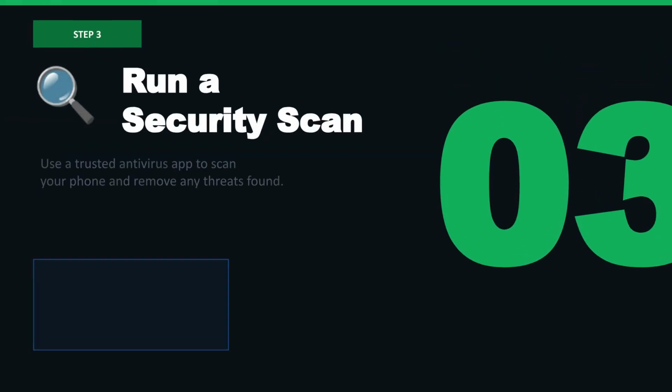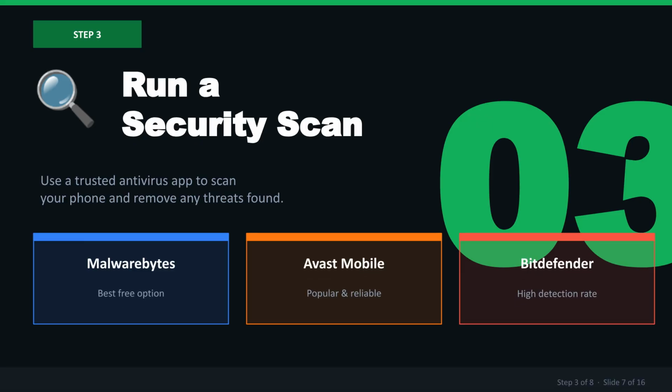Step 3. Run a security scan. Use a trusted antivirus app like Malwarebytes, Avast Mobile, or Bitdefender to scan your phone and remove any remaining threats. Choosing a reliable app is essential for this step.